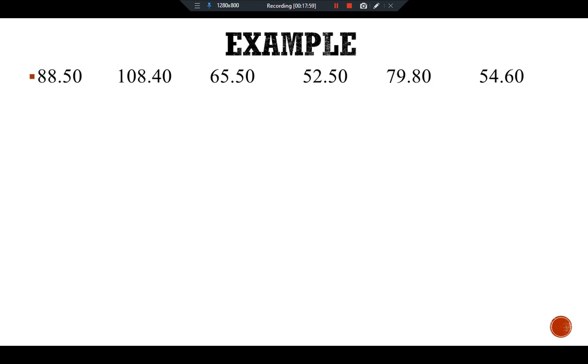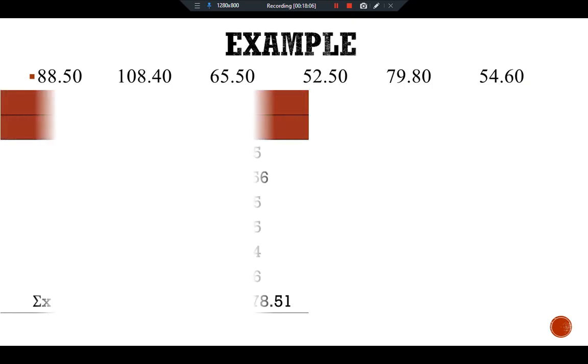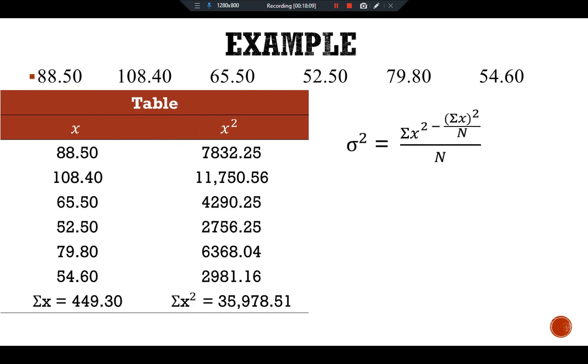First we have to decide which formula we are going to use for measuring the variance. We are going to use the formula for the variance, that is sigma square is equal to summation x square minus summation x whole square divided by n, because we are using all the employees' information. So that's why we use the population formula for this purpose.